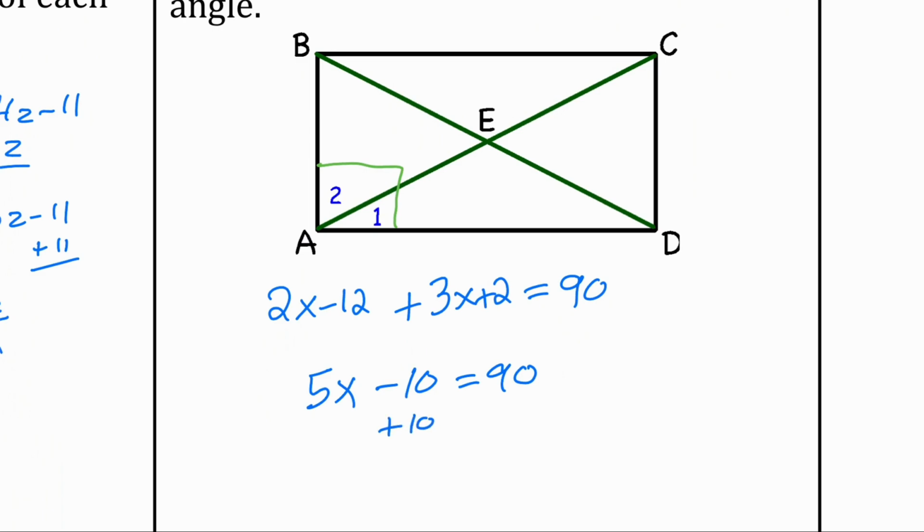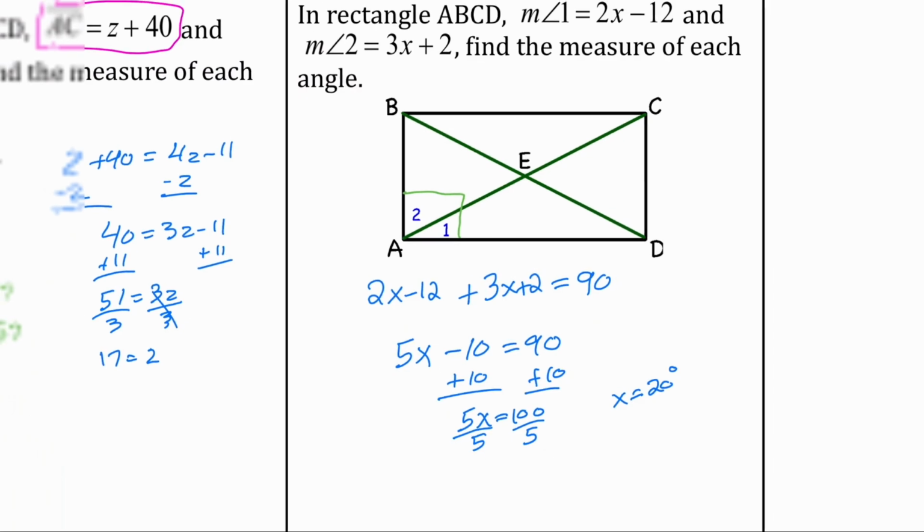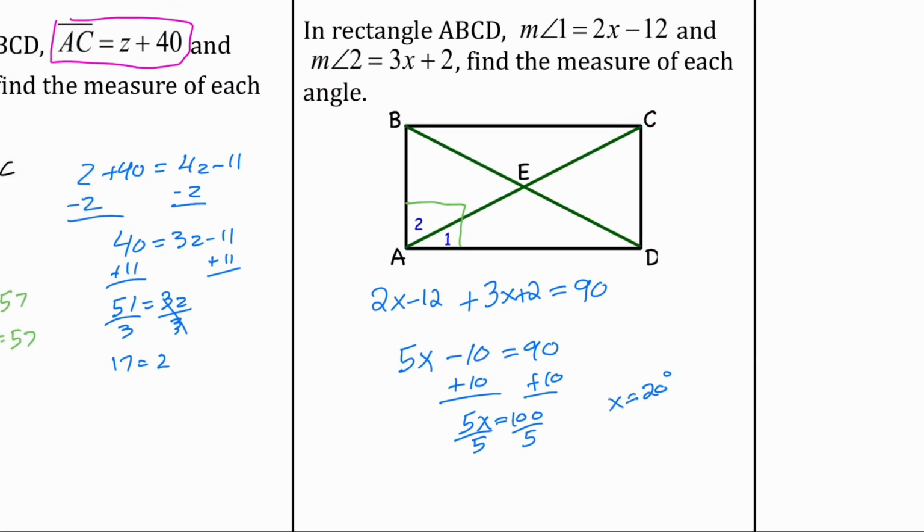I'm going to add the 10 over to the other side to help solve. We end up with 5x is equal to 100. And I divide both sides by 5. I'm going to end up with x equals 20 degrees. Now, they want to know the measurement of each angle, so I'm going to substitute in here to find the measure of angle 1. I'm going to take 2 times 20 and subtract 12, which is 40 minus 12, which we end up with 28 degrees. So angle 1 is 28 degrees.